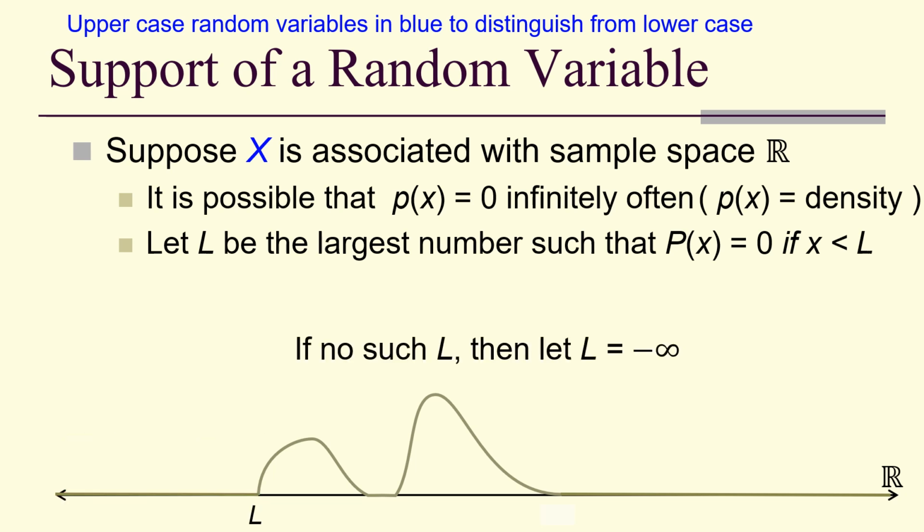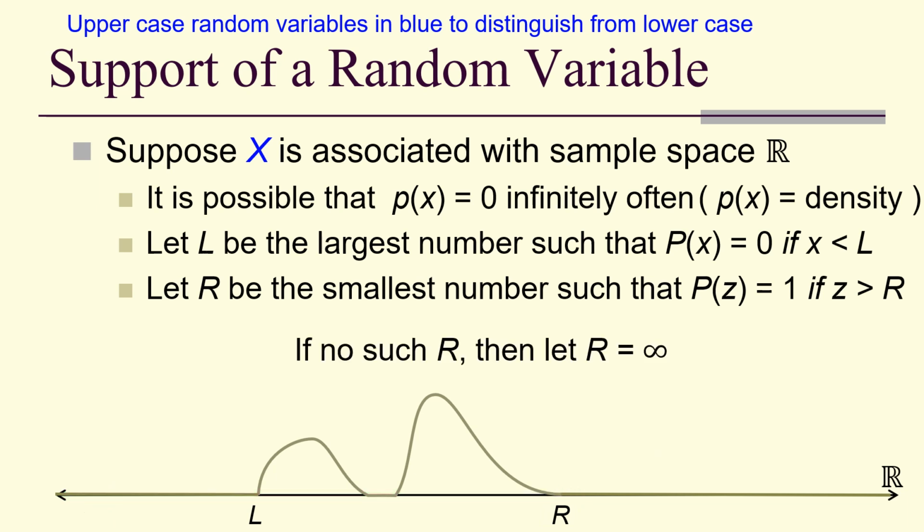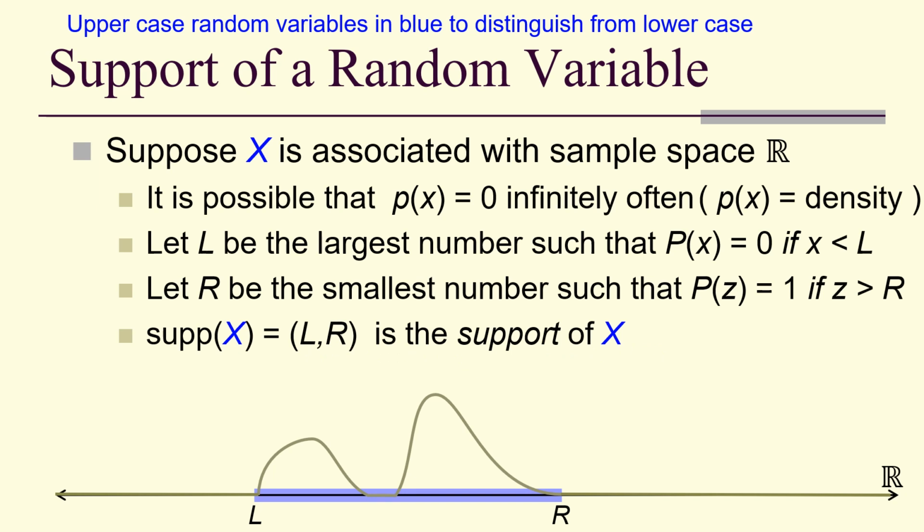And if there is no such L, we'll just say L is negative infinity. Also, we'll let R be the smallest number such that P of Z is 1 if Z is greater than R. And if there is no such R, let R be equal to infinity. The support of uppercase X is the interval from L to R.